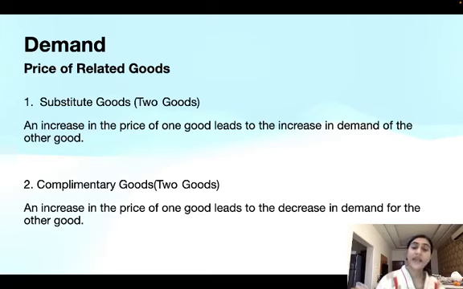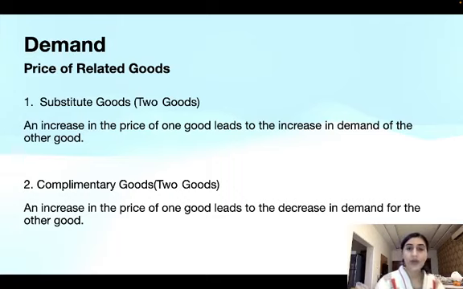Next reason for shift in demand curve is price of related goods. Now, related goods are of two types. One is substitute goods, the second is complementary goods. What are substitute goods? We are talking about two goods here. Substitute goods are goods that could be exchanged for each other.